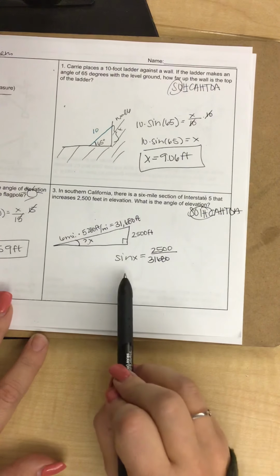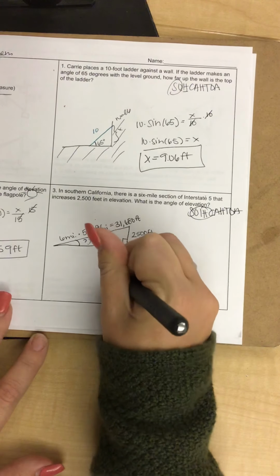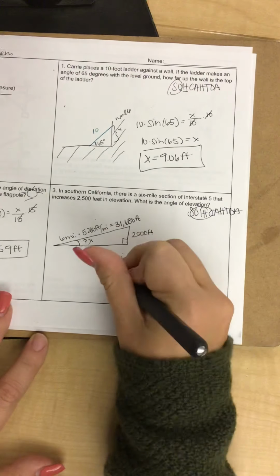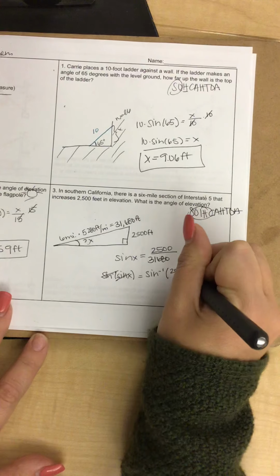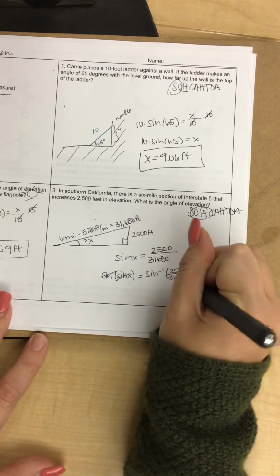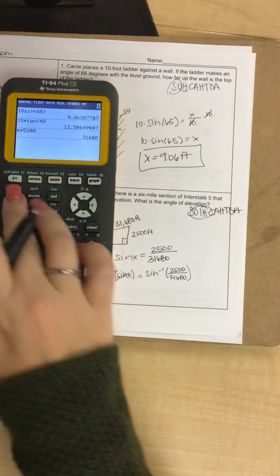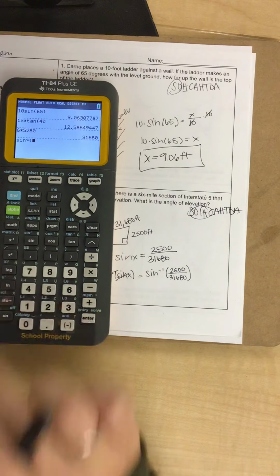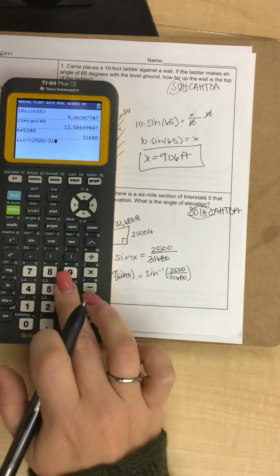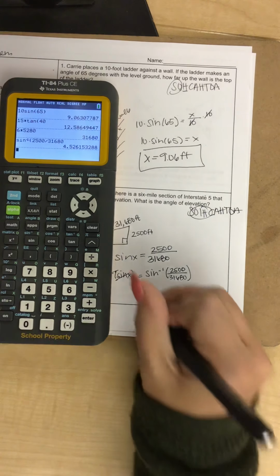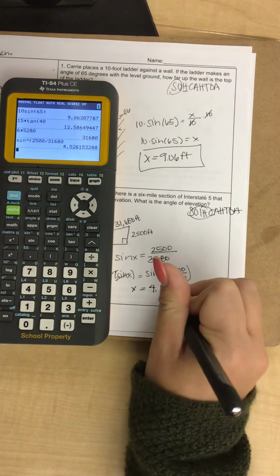So this is the first time today that we have to use an inverse. So inverse of each side cancels out the sine here, and what you do to one side, you do to the other. Again, you just put that in your calculator. So inverse sine, so that's where you do second sine of 2,500 divided by 31,680. And you get x equals 4.5, and then we're going to round, so 3.